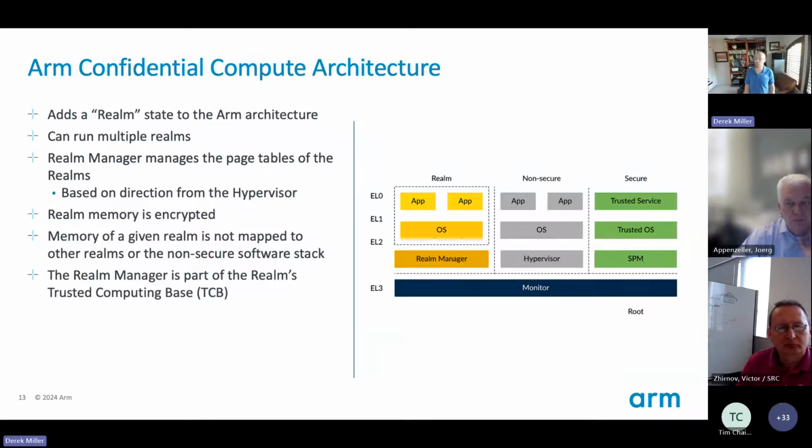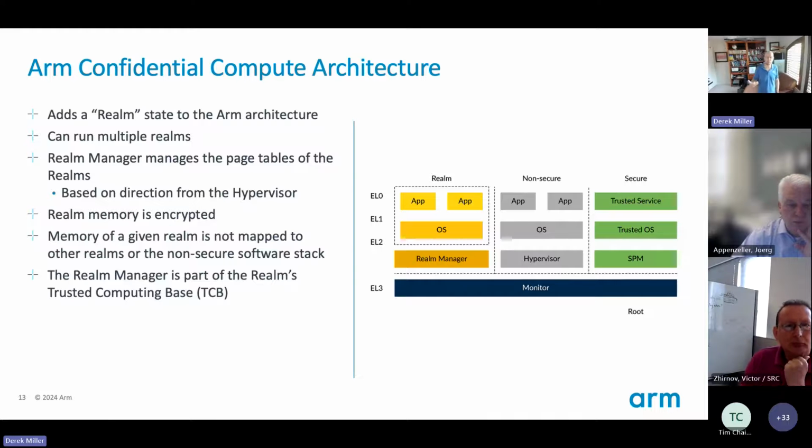If you're familiar with the ARM architecture, we historically have the concept of a non-secure world and a secure world, and the secure world is the TrustZone space. With the ARM CCA, we're adding a realm state to the architecture, which is the one on the left there, and it can run multiple realms. It's just like any other VM. You can run any number of realms on it. And the Realm Manager is a new trusted piece of software that manages the page tables of the realms based on direction from the hypervisor.